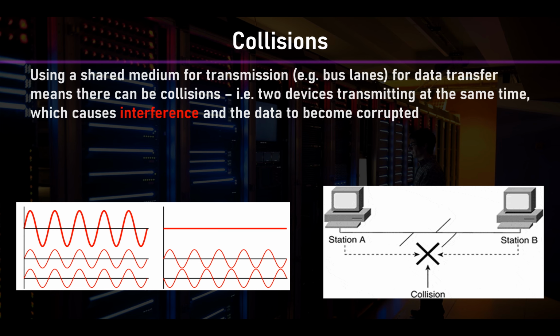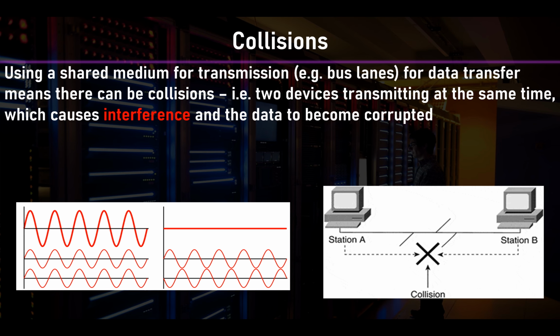If we think about collisions, if we use a shared medium for transmission, e.g. a bus lane for data transfer, then that means there could be a collision. And a collision is two devices transmitting at the same time.